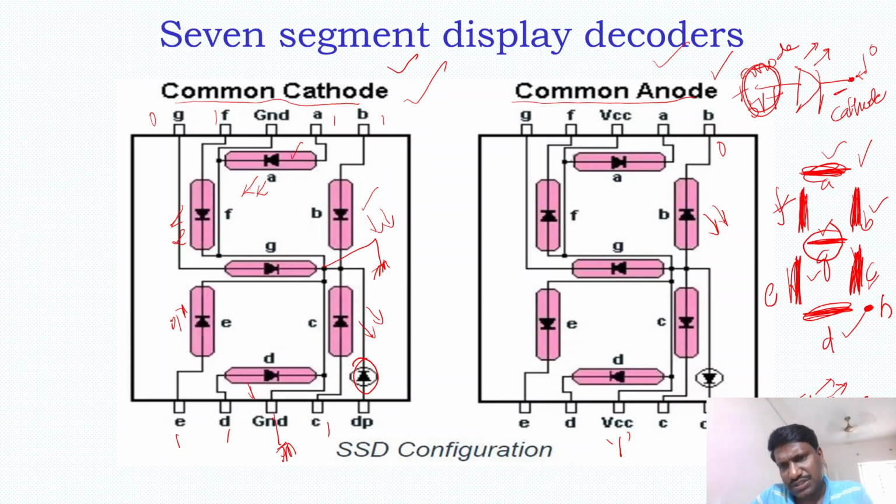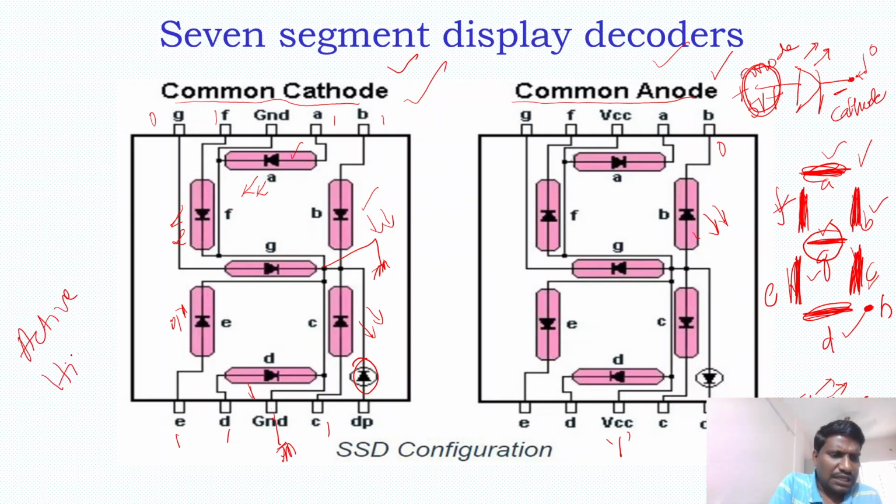Anodes of how many? 7 diodes. When all anodes are at 1, if I give 0, this diode will be on. So we need to give 0 to turn on the diode in common anode. In common cathode, we need to give 1. So common cathode is active high logic.